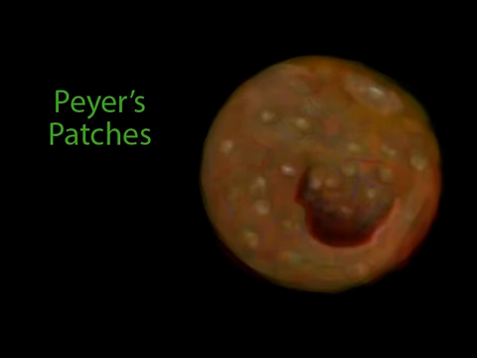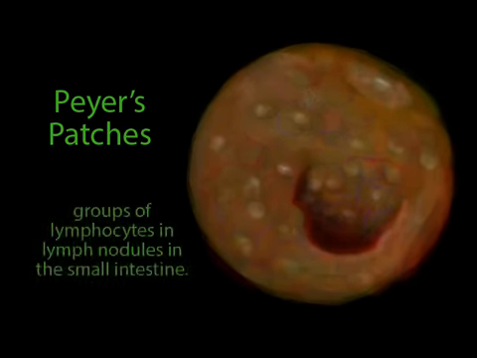Peyer's patches are very similar to tonsils. They are groups of lymphocytes and lymph nodules that are in the small intestines. Typically, they're found in the last third of the small intestine. Once again, they're strategically located to deal with foreign invaders.